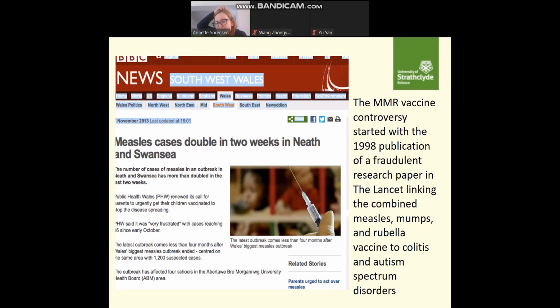More recently, a big study in Sweden, which looked at a very, very large population of children, found that there is absolutely no relationship between autism and children who have had the vaccination for measles, mumps, and rubella.